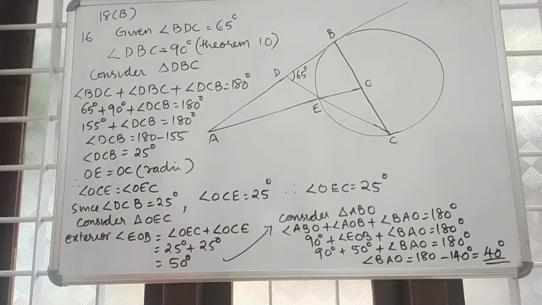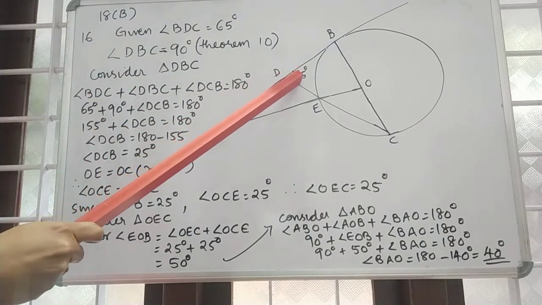Hi everyone. Now we can do question number 16 of exercise 18b. In the adjoining figure, O is the center of the circle and AB is a tangent to it at point B. Angle BDC is equal to 65 degrees. Find angle BAO.